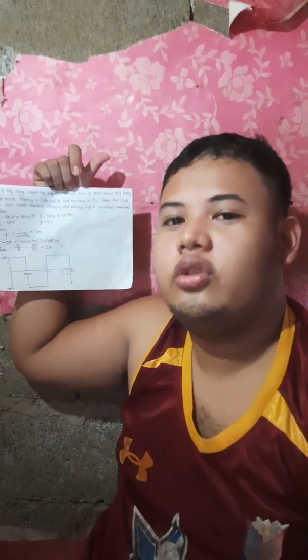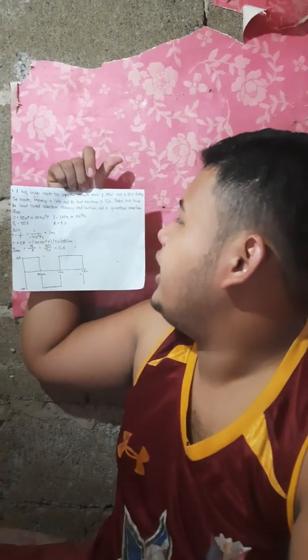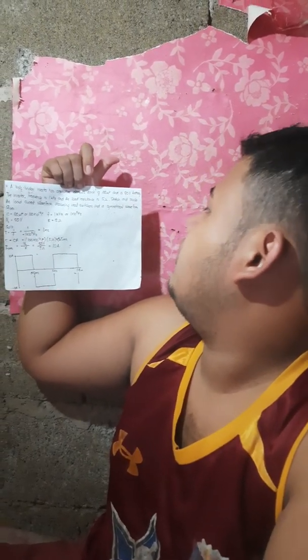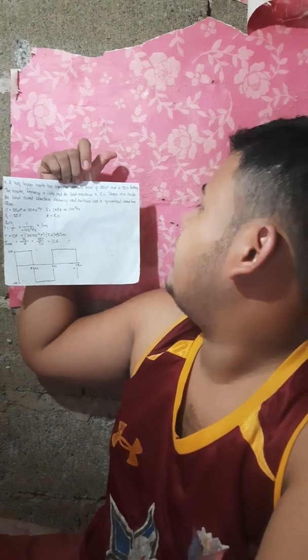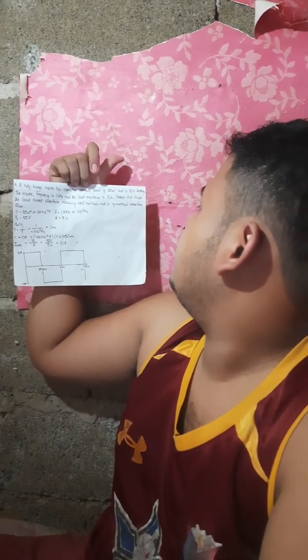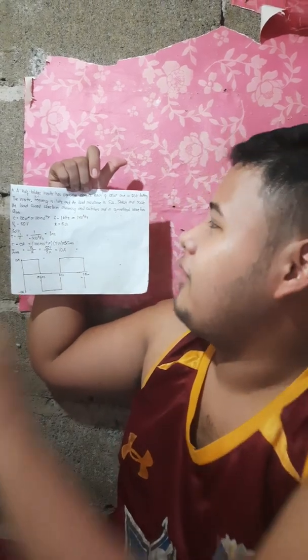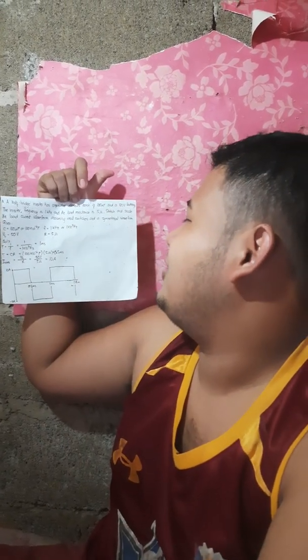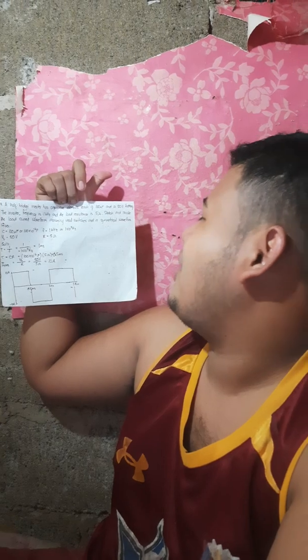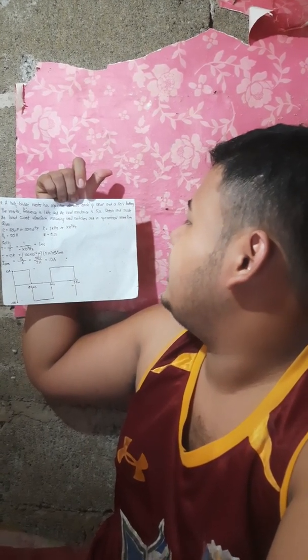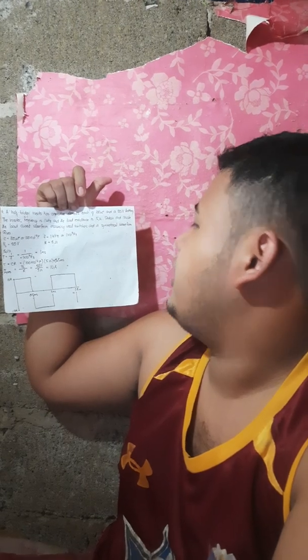So we're going to solve problem number 4. A half-bridge inverter has capacitive elements each of 100 microfarad and a 50 volt battery. The inverter frequency is 1 kilohertz and the load resistance is 5 ohms. Sketch to scale the load current waveform assuming ideal switches and asymmetrical waveform.